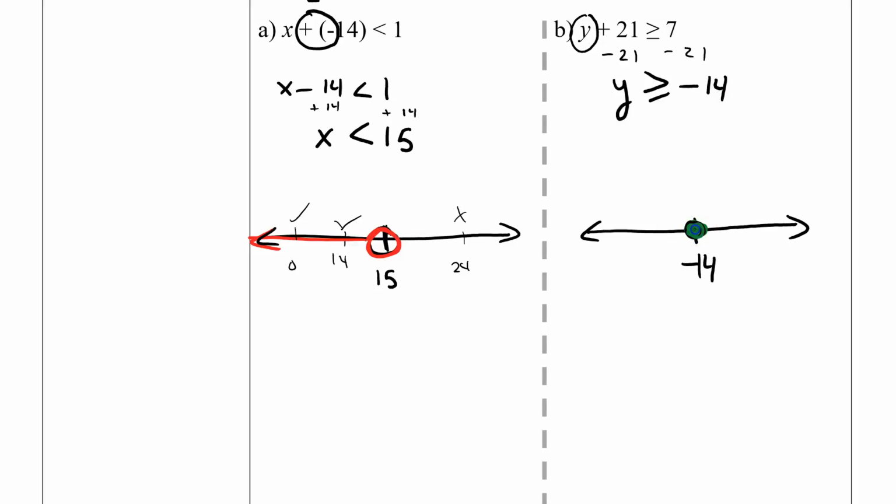So my y can be 0, yep. My y can be 2,000, oh heck yes. But it can't equal negative 15, because negative 15 is less than negative 14. So I'm going to be going in this direction.